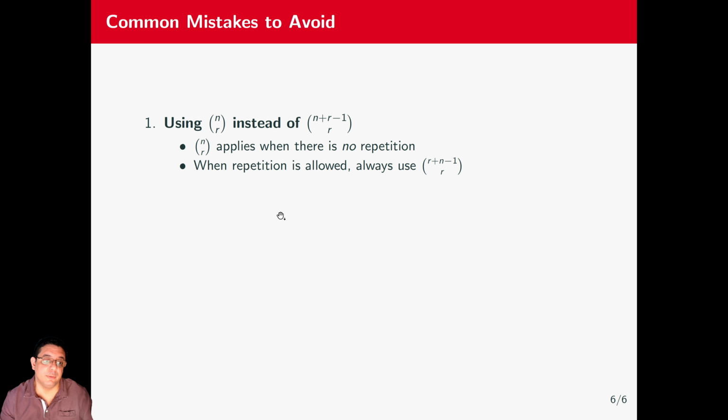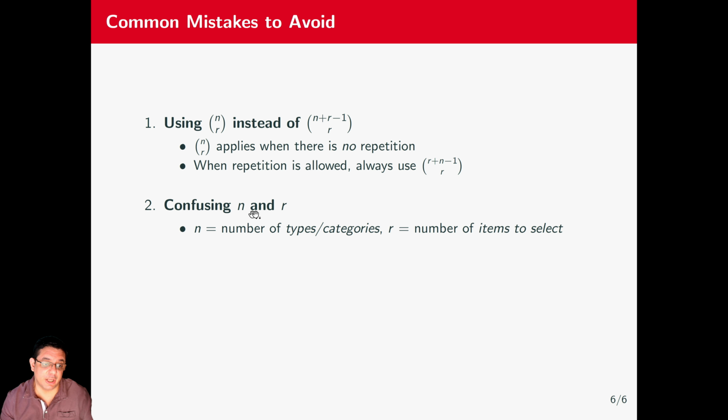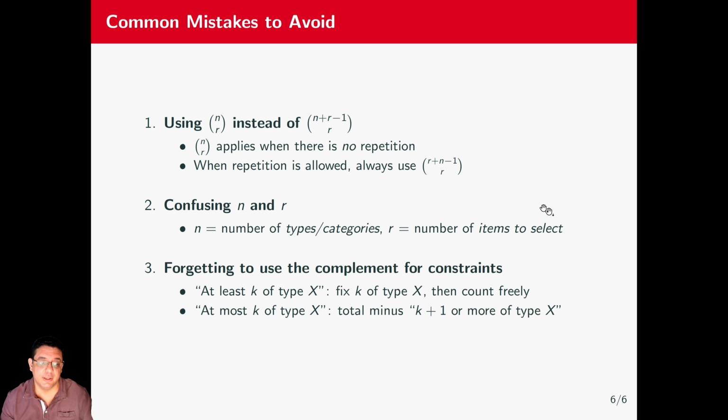Now, common mistakes to avoid. You've got to be careful of using n choose r instead of n plus r minus 1 choose r. N choose r applies when there is no repetition. When repetition is allowed, you've got to use r plus n minus 1 choose r. You've got to be careful not to confuse N and R. N is the number of types or categories, and R is the number of items to select.